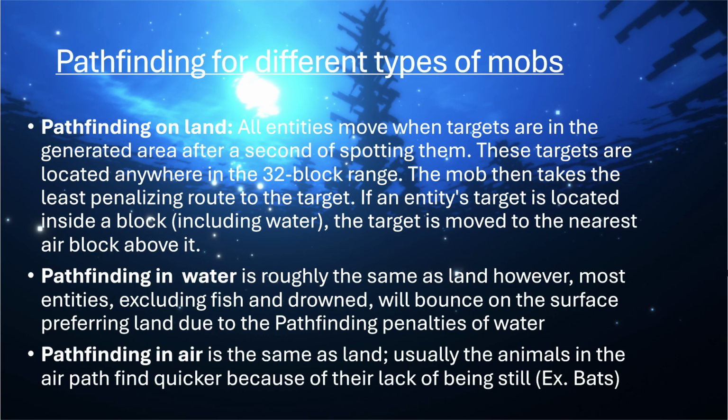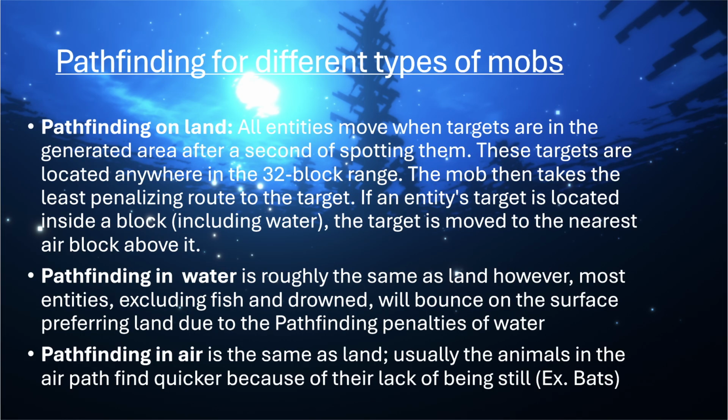There are different pathfinding types for different types of mobs. So there's land, water, and air, and they all kind of fall under the same umbrella: they wander until they find a goal, they do that goal, and they start wandering again. But it's a little different for water, because most entities will bounce on the surface of water because they prefer land, and the penalties of traversing water make them bounce on top of it instead of swimming through it, besides, obviously, fish and drowned. Drowned are zombies that have been underwater too long.